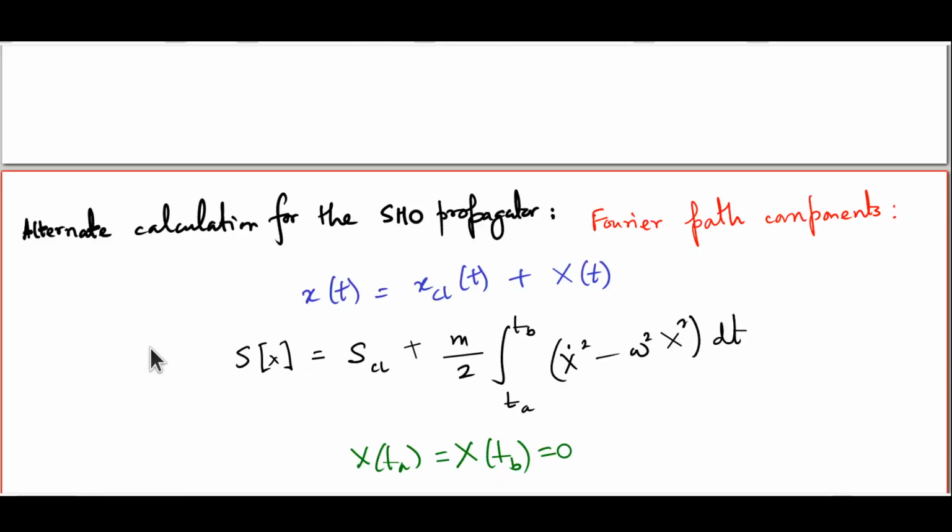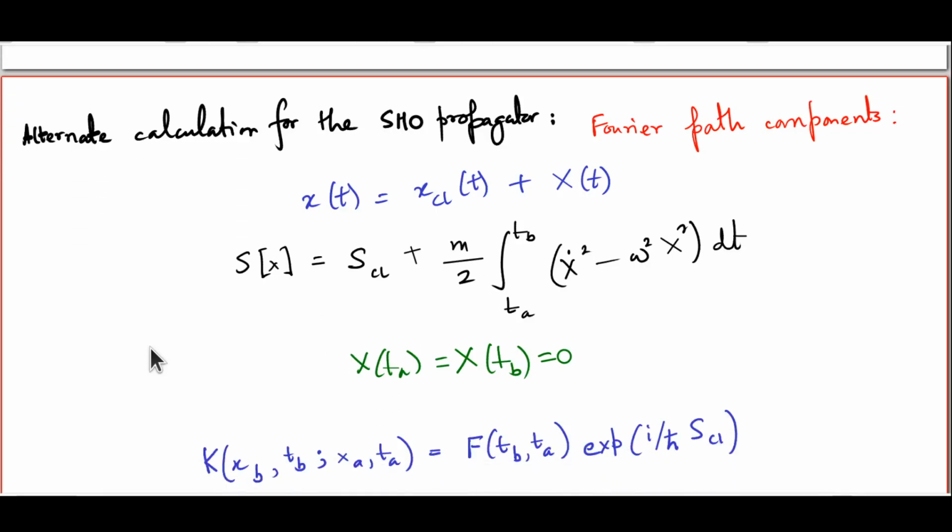And the important thing which made our life very easy as far as evaluation of this path integral part, the prefactor, was concerned is that capital X vanished both at ta and at tb. And that actually helped us to easily calculate the prefactor, the normalizing factor, f of tb comma ta. Now we are going to show you another way of calculating f of tb comma ta, rather than writing down the entire Gaussian integral and then evaluating it by diagonalizing the coefficient matrix.